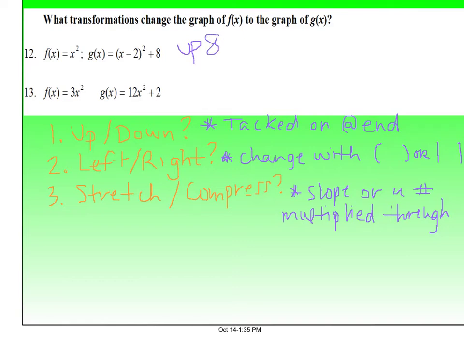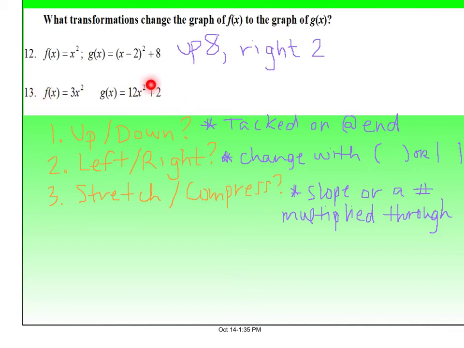The other difference I see is this minus 2 inside parentheses. So because there's a change within my parentheses, I know I have a left or a right shift. Now be careful though, because yes, it's a -2, so that makes me think I should be going left. But within your parentheses, it always is going to be the opposite of what you think. So I really went right 2 units. So I went up 8 and right 2.